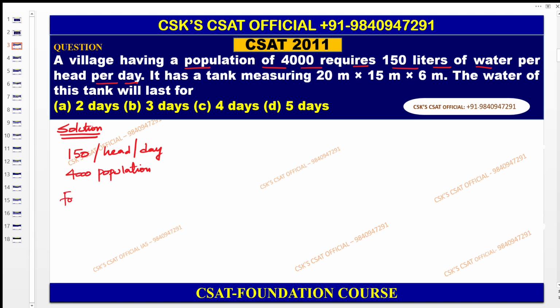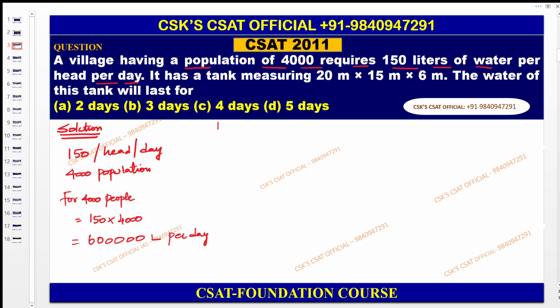So for 4000 people, how many liters of water are required? Per head you do not have to calculate because they have provided 150. So for 4000 people per day you can calculate: 150 into 4000. 15 fours are 60, then another 4 zeros are there. So this much of liters we require per day.